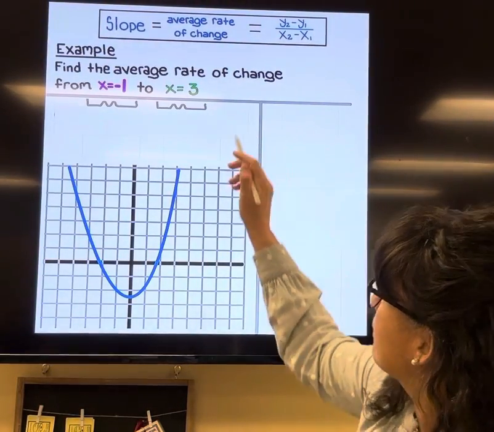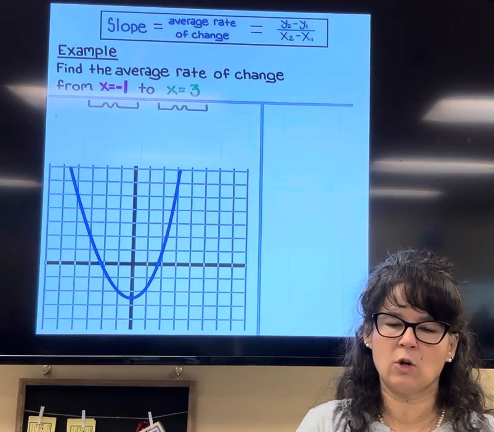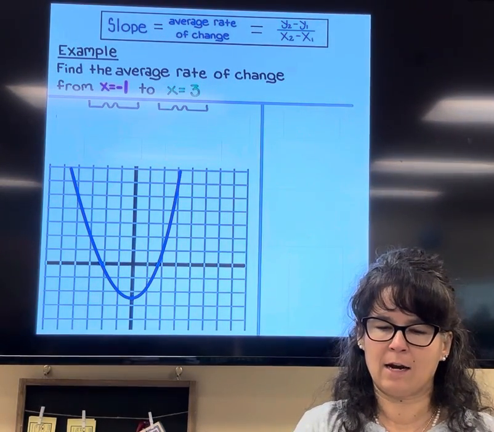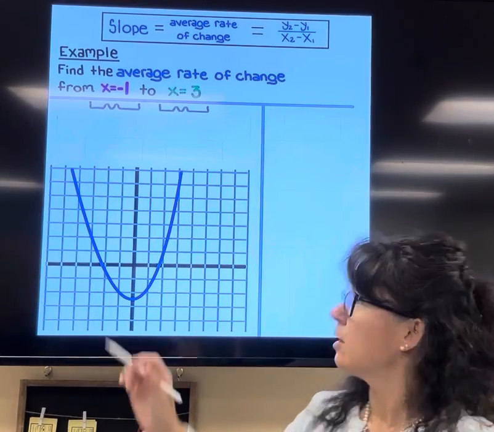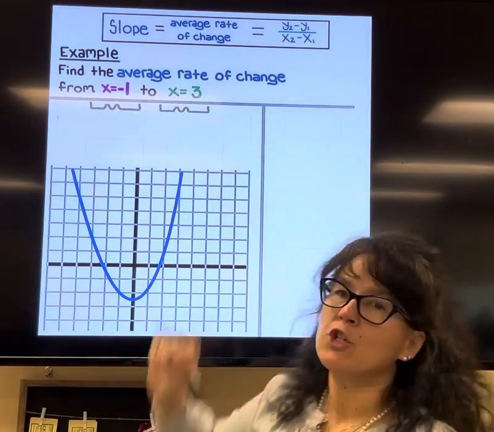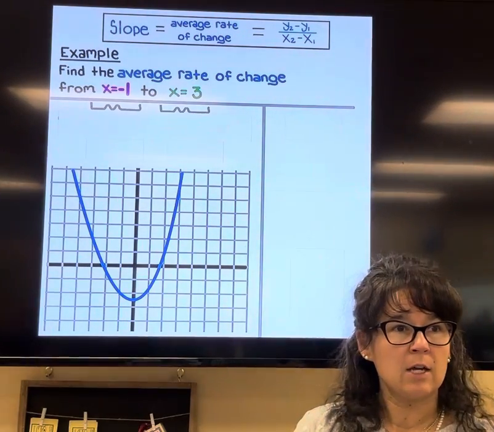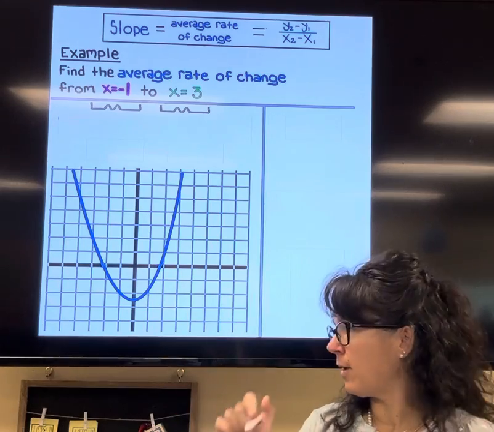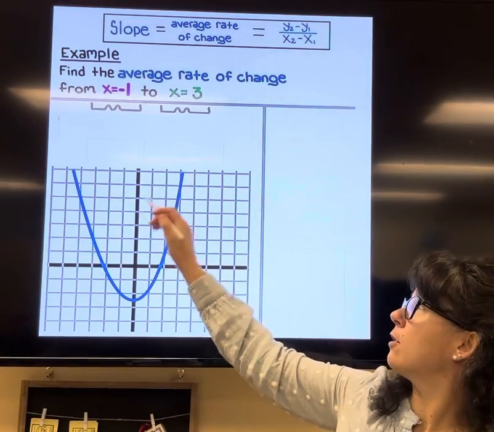To find the average rate of change, we need to know that that means slope. So I'm going to highlight average rate of change here in blue. If we want to find the average rate of change from x equals -1 to x equals 3, we need 2 points to find this in pre-calculus, and we're going to use the graph to find the points that are at -1 and 3.